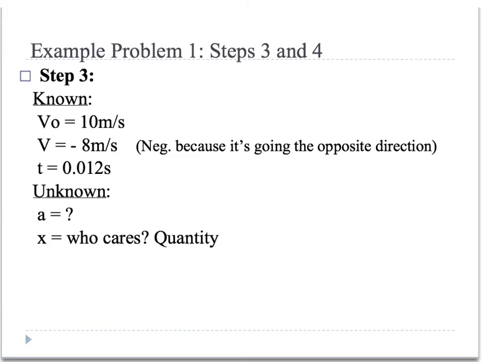So notice they gave you 3 numbers. They ask you about a 4th, and there was one variable they didn't give to you and didn't ask you about. That's the who cares quantity. So the who cares quantity, if you refer back to your sheet, the little chart is going to tell you which equation you need to use.